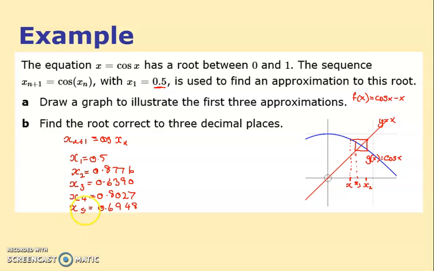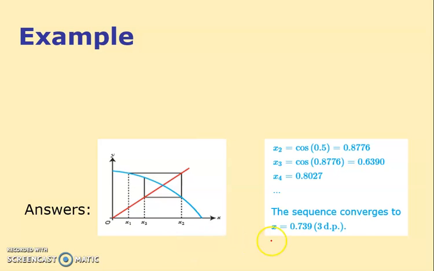0.739 it's coming out as. So eventually, and I'm going to call this alpha. It's very common to call the root alpha, so I'm going to write 0.739 to 3dp. 0.739. Their picture looks very similar to mine.